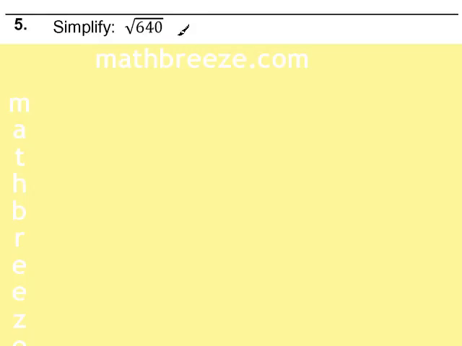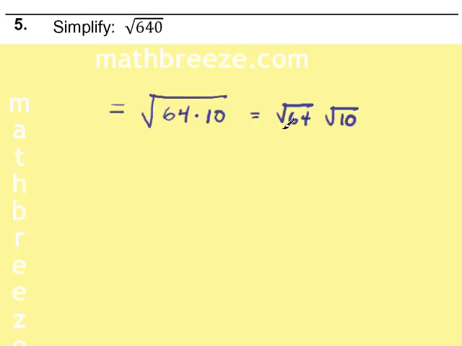Okay, here we want to simplify as well. So we want to factor 640 into a perfect square times another factor. Well, 64 is a perfect square, and 640 factors into 64 times 10. So that'll work. So we have square root 64, square root 10, and 8 times 8 is 64. Square root 64 is 8. So the simplified form is 8 square root 10.